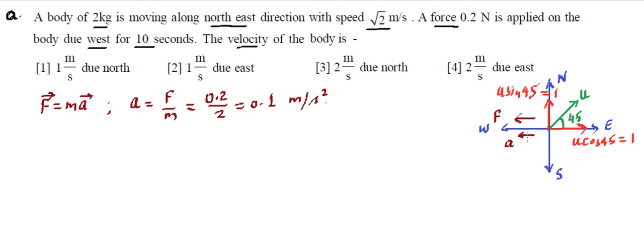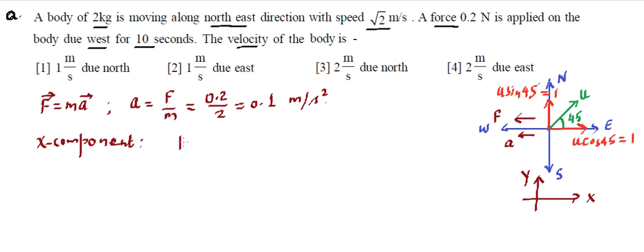Furthermore, this retardation a is along the x-axis, so it will not affect the y component, that means the north component. It will change only this component. If we call this the x-axis and this the y-axis, the x and y components remain independent of each other. So we will simplify it by taking the x component of motion.